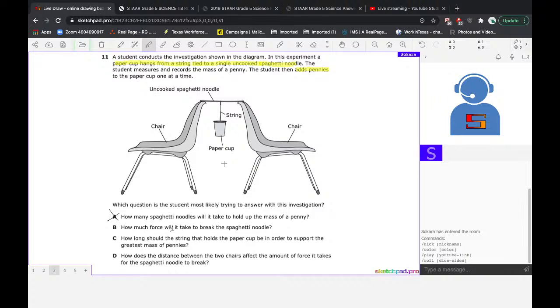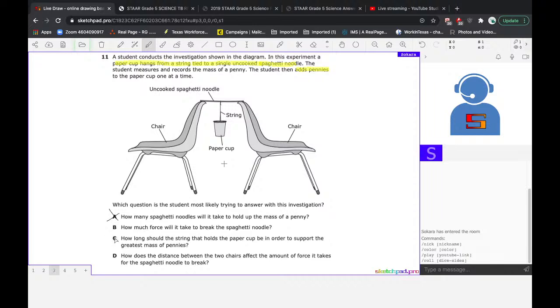Option B is saying, how much force will it take to break the spaghetti noodle? Well, we are actually adding pennies to the cup, and we're going to keep on adding them until, of course, the spaghetti noodle would break. So option B could be correct, due to the fact that the pennies are the objects being added, and at some point the spaghetti noodle would eventually break. So option B could be a correct answer choice.